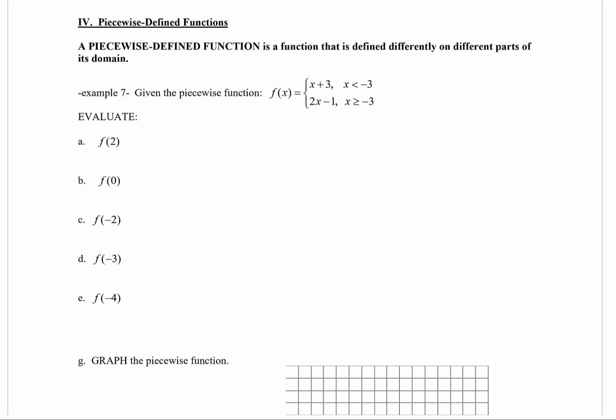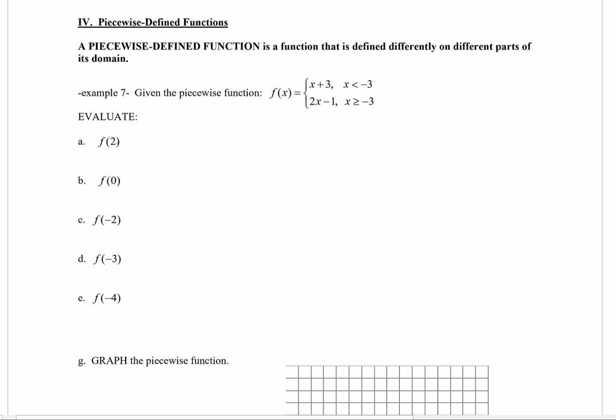4. Piecewise defined functions. A piecewise defined function is a function that is defined differently on different parts of its domain. Example 7. Given the piecewise function f of x equals x plus 3 when x is less than negative 3, and f of x equals 2x minus 1 when x is greater than or equal to negative 3, evaluate the following. For a, we're going to start off by evaluating f of 2.